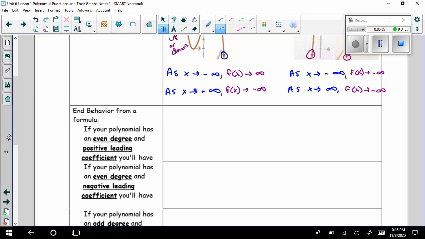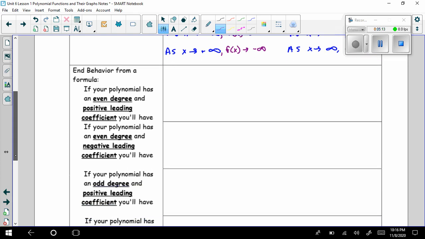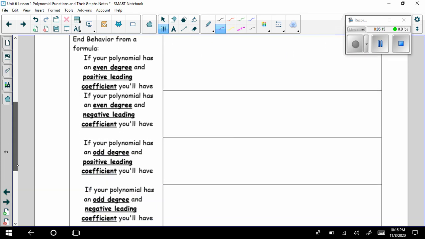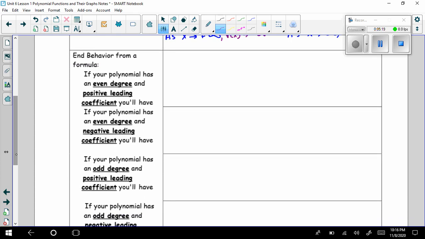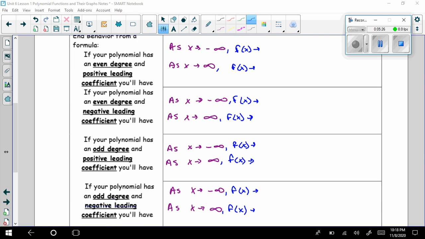So if your polynomial has an even degree and a positive lead coefficient, or an even degree and a negative lead coefficient, or odd and positive, or odd and negative. Looking at just those two components will tell us what the end behavior will be. Once again, you're following the same formula every single time, but those different components tell us different things about how our graph is going to end.